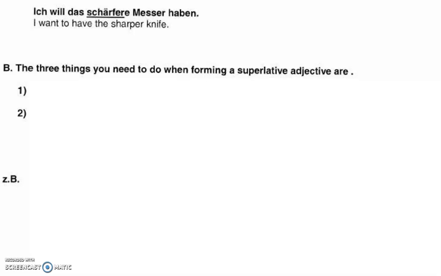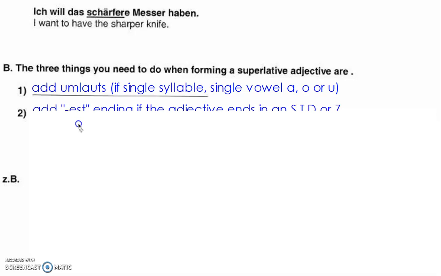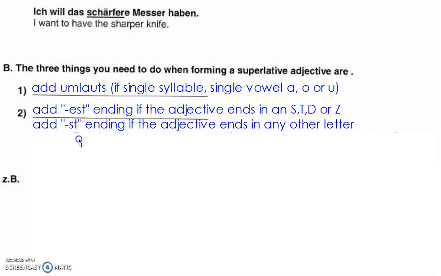But the first step is actually the same as the first step for forming a comparative adjective, and that is that we add umlauts if it is a single syllable, single vowel, a, o, or u. The second step is a little bit different here, though. We add an -est ending if our adjective ends in an s, t, d, or z. And if it doesn't, then we add just an -st ending.